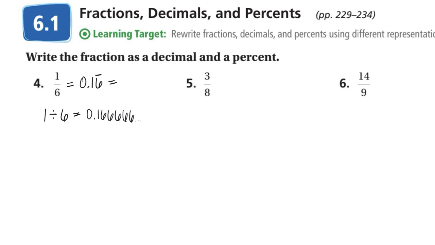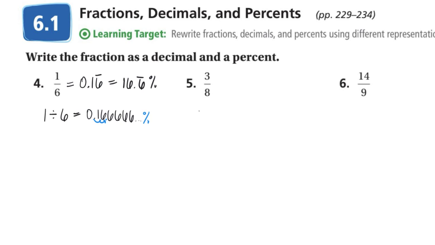And then as a percent, remember, I'm going to move the decimal place twice to the right towards where I'm going to put the percent. The percent sign goes at the end here. So I'm going to move it twice, once, twice there. So the percent, 1/6, is equal to 16.6 repeating percent.